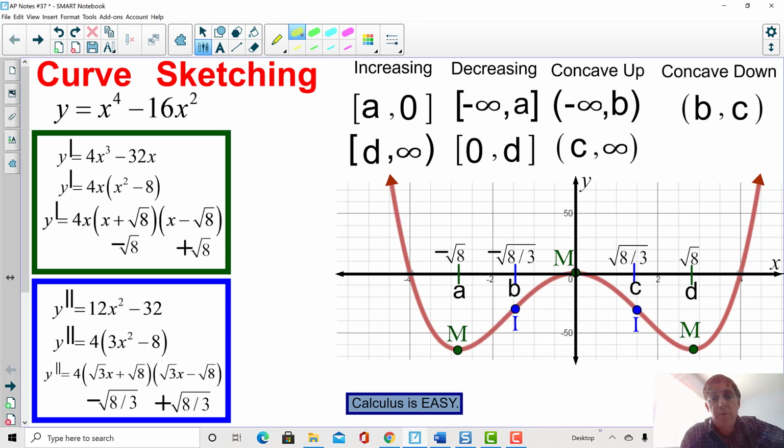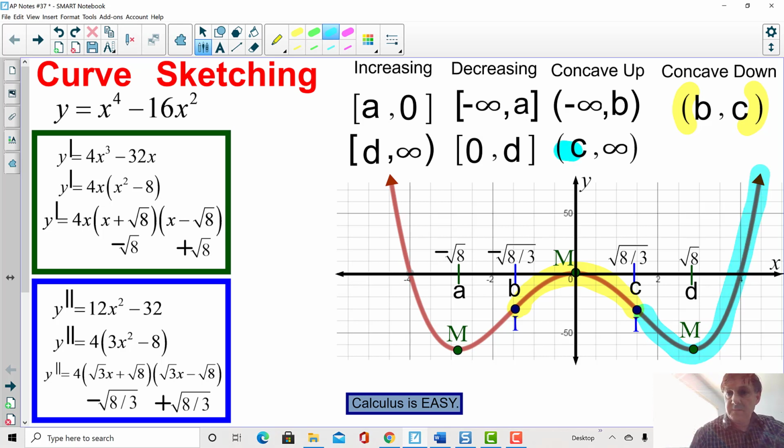Now, if you filled out your second derivative chart, you would notice that you would be concave down between B and C. Now, I want you to notice that that's going to be an open interval. Concave up and concave down is always on an open interval no matter what. And we're going to be concave up everywhere else. So we're going to be concave up on the right over here.